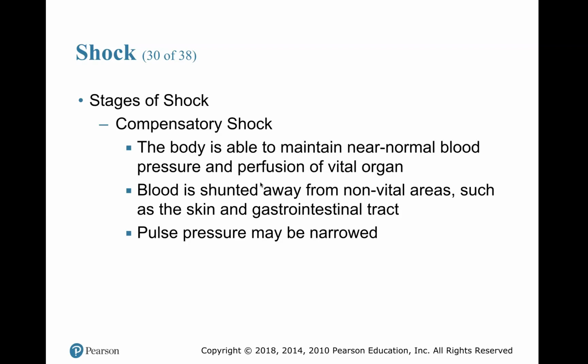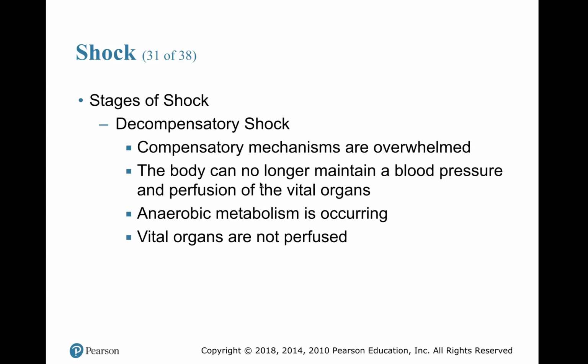Compensatory shock: the body is able to maintain near normal blood pressure and perfusion of vital organs. Blood is shunted away from the non-vital areas such as the skin and gastrointestinal tract. Pulse pressure may be narrowed. Decompensatory shock: compensatory mechanisms are overwhelmed. The body can no longer maintain a blood pressure and perfusion of the vital organs. Anaerobic metabolism is occurring. Vital organs are not perfused.